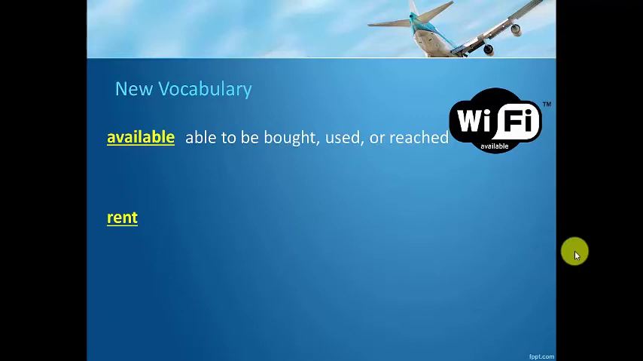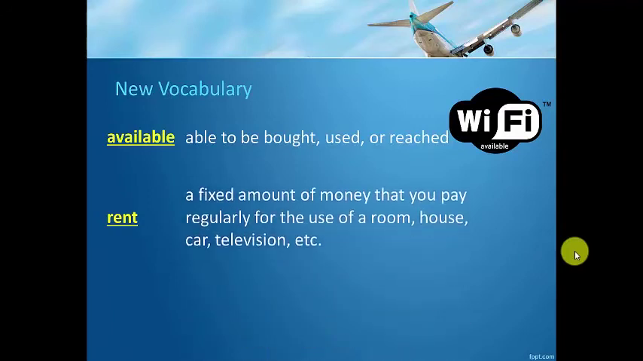We have the word rent, and rent means a fixed amount of money that you pay regularly for the use of a room, house, car, television, etc. Like this picture. This house is for rent. You can rent it and pay the money for renting it.